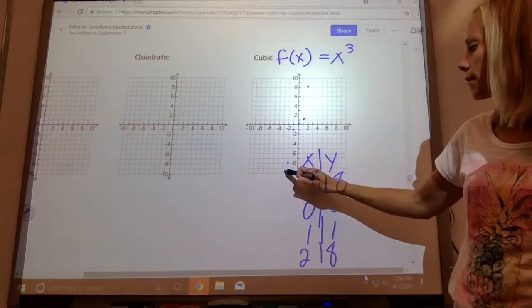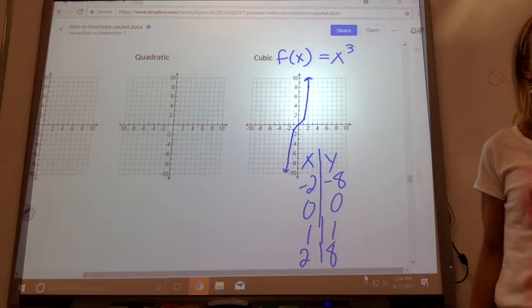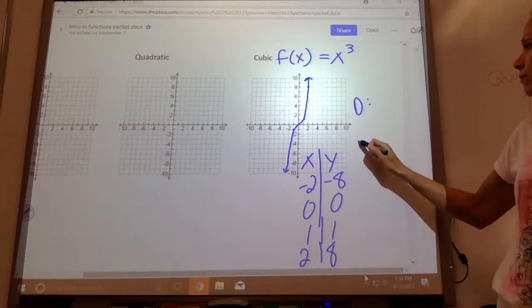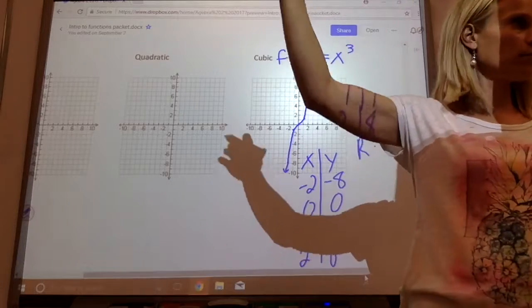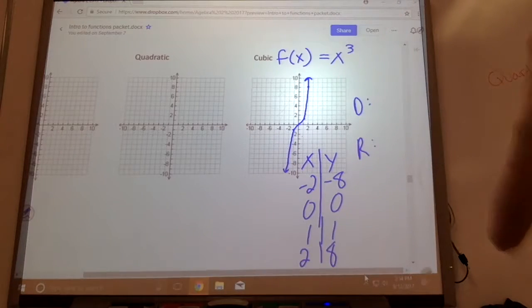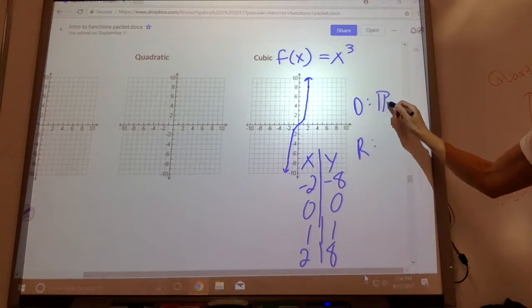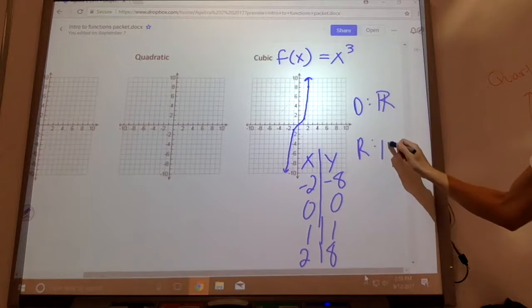So then when you graph it, it looks like that. Domain, how far left and right am I going? It's harder to see, but I am continuously going left and right, so it's all real numbers. In my range, that one's easier to see. I'm going up and down forever, so that's also all real numbers.